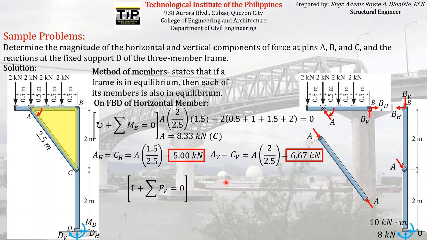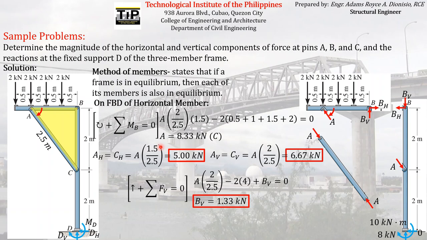Again, paano kunin yung vertical component ng force acting on pin A? Again, multiply lang sa sine kapag vertical or y component yung hinahanap. Sine ng angle na to, opposite over hypotenuse, 2 over 2.5. Upward siya, so positive. Itong apat na to, puro downward, so negative. Ito upward din, so positive. Sum nila dapat equal to 0. We know the value of A, substitute mo na lang yan, BV na makukuha mo. BV is equal to 1.33 kilonewton. Again, no need to indicate the direction since magnitude lang naman yung hinahanap.